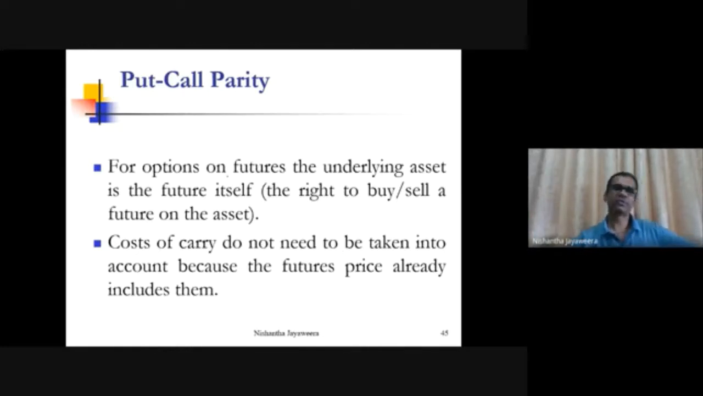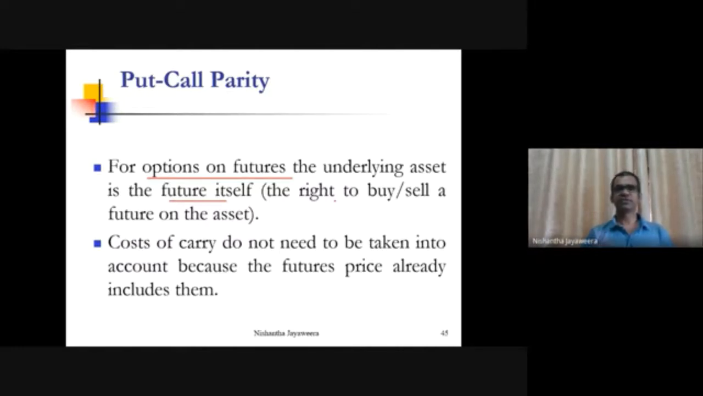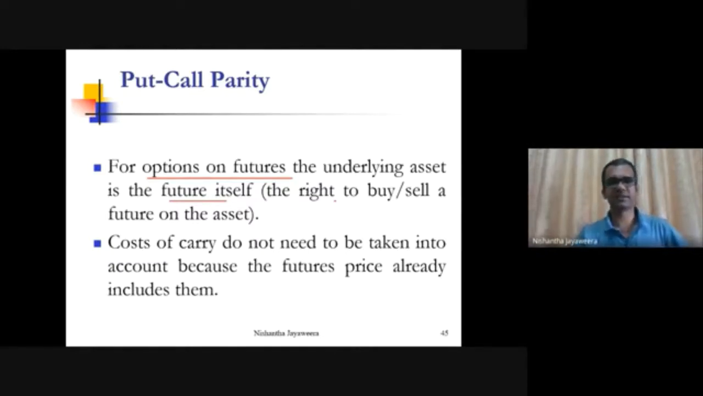So for an option on futures, the underlying asset is the future itself, because we buy an option to buy or sell the futures. The future value is the underlying on a future date. So therefore, there's no cost of carry involved in buying or selling a future. But if you do that on an underlying asset, there's a cost of carry. Whether you buy the underlying asset today or buy the option today, there's a difference.